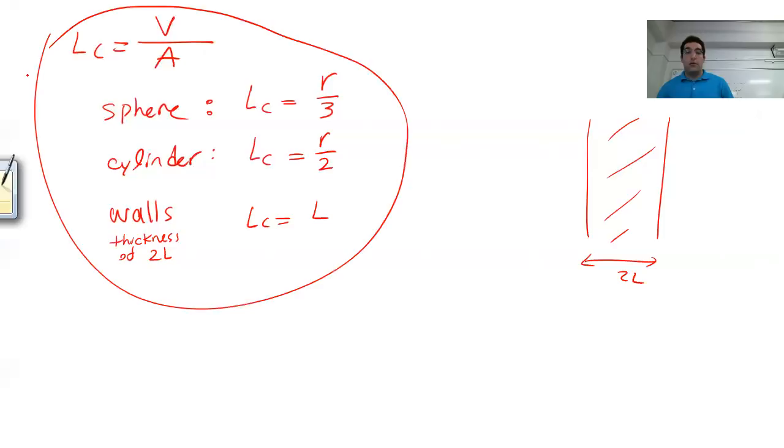So either way is fine. If you're going to go with a conservative approach, as the textbook says, calculate volume, calculate area, this is surface area, of course, and divide them together and find Lc, that's accurate, that's perfect. Otherwise, feel free to use these relations. If you know the radius of the sphere, you can feel free to use R over 3, R over 2 for a cylinder, half of the thickness of the wall as well. That's it. Thank you so much for listening.